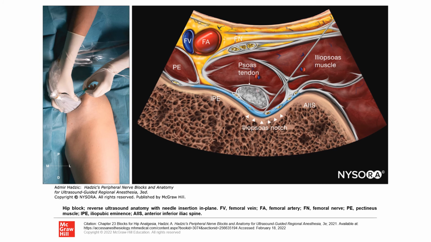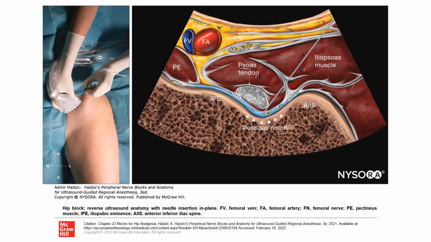Keeping the femoral artery in view, you want to slide your probe cranially along its short axis until the hyperechoic iliopubic rim becomes visualized. You should be able to identify the hyperechoic iliopsoas notch between the AIIS laterally and the iliopubic eminence, the IPE, more medially. And the hyperechoic psoas tendon should be directly overlying the iliopsoas notch.